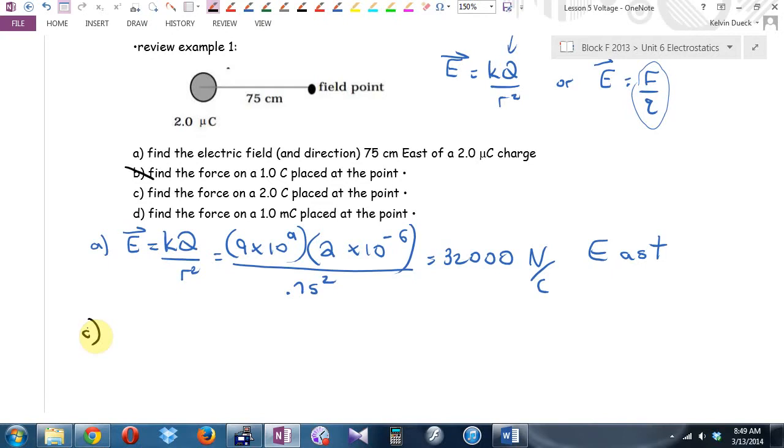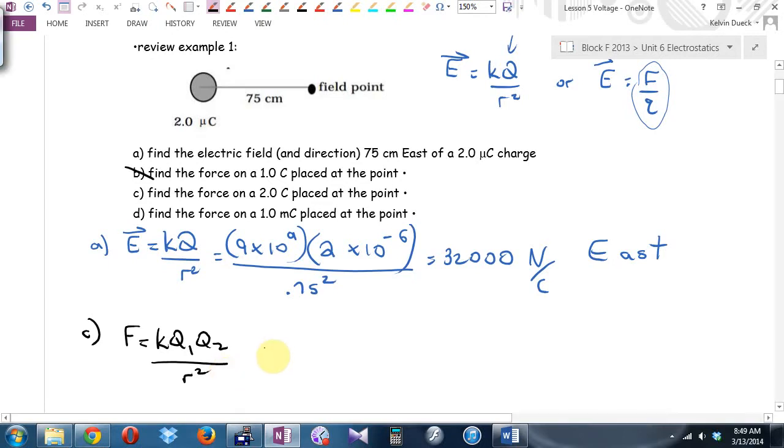What does it want me to find in part C? There are two ways to do this. I could write this down, because I do know 9 times 10 to the 9th, charge 1 is the 2 microcoulombs, charge 2 is the 2 coulombs, and r is 0.75. And if I hadn't done A already, I would do that.